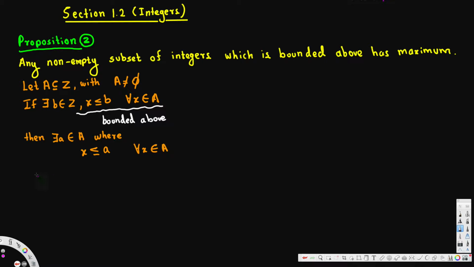Proof. First of all, let's draw a diagram for this one. We have A right here and we have B right here, and here we have to prove that we have a maximum a. That's what we want to prove, because it says any non-empty subset of integers which is bounded above has a maximum. If we can prove this one, then we are done with the proof. Okay, now let's go ahead and start the proof.